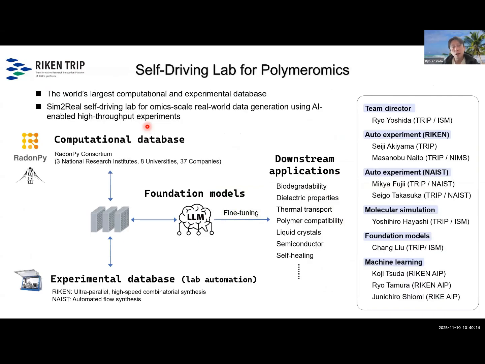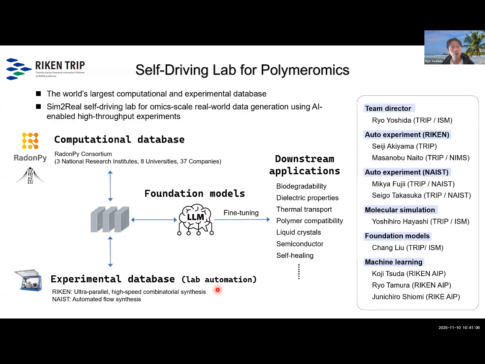Also, we now have a massive amount of data from computer experiments. The next challenge is to bridge this computational database to the real world. To address this challenge, this year we established a new PolyOmics team in RIKEN Tri-Edges. In this lab, we will implement a fully automated experimentation system for ultra-high-parallel, high-speed combinatorial synthesis of polymers and also property measurement.